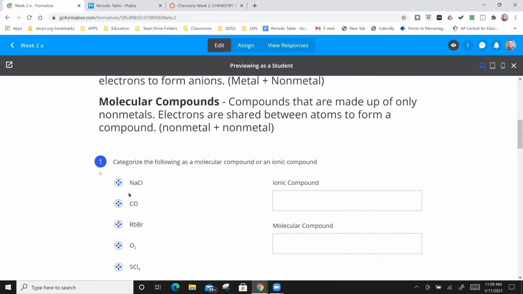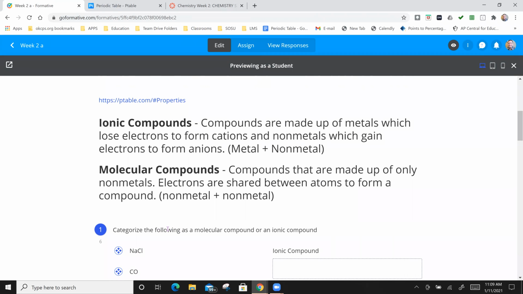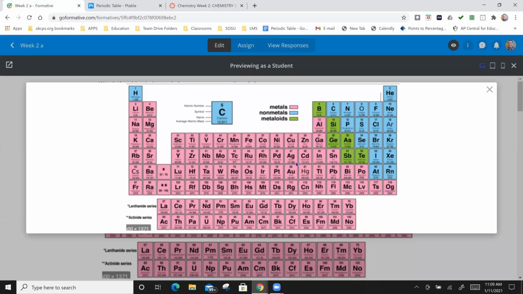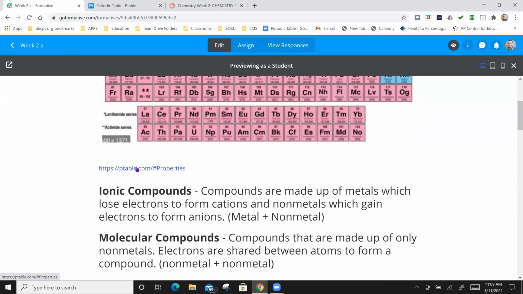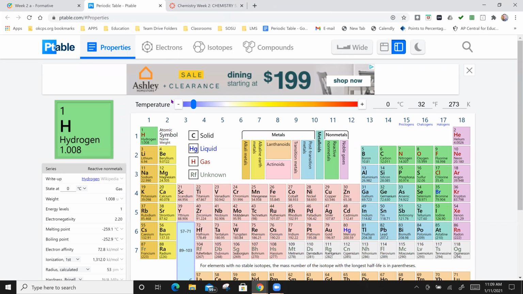If we look at the first example, sodium and chlorine, or sodium chloride as it would be called, we would simply go to our periodic table and see what is the makeup. Is sodium a metal or a nonmetal? Is chlorine a metal or a nonmetal? We can do that by looking at this periodic table, and it's a little difficult to view. I understand that. I would probably prefer you use ptable.com, and you can use ptable.com very easily.